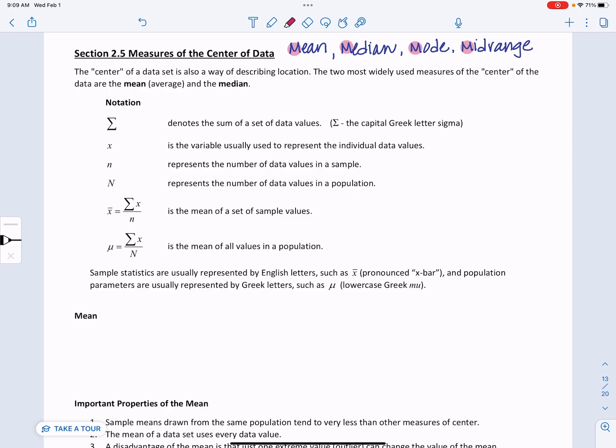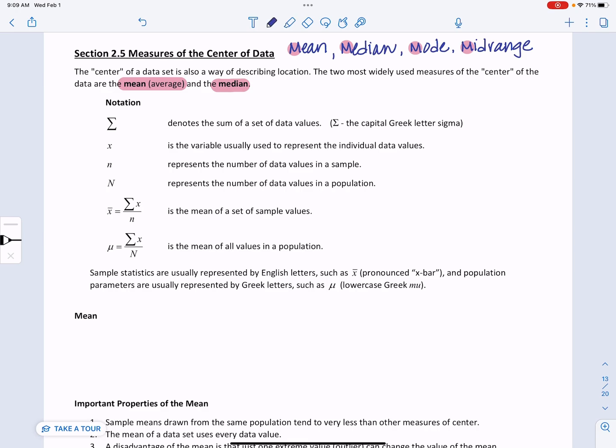When we talk about the center of a data set, we're talking about the location. The two most commonly used are the mean or the average. That's probably the one you're most familiar with, and the median. Before we can start calculating things, we have to be able to use the same notation so that we can communicate.